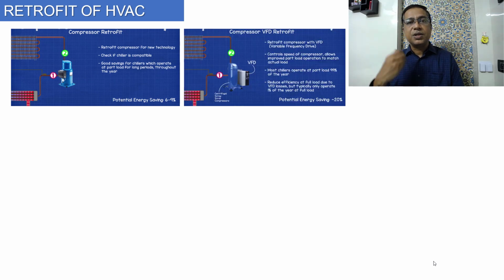The second way is adding a VFD to your compressors, so the compressor can modulate based on the load condition, right? If you don't have a compressor with VFD right now, you can add it. Again, check the compatibility of your existing system for adding this VFD. If that happens, we can get as good as 20%. There's a potential of 20% energy saving.